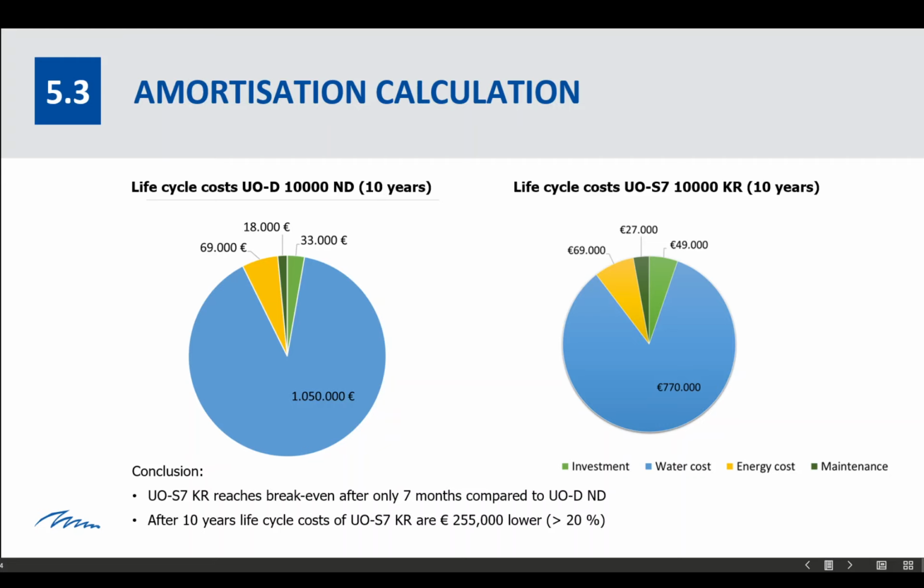So conclusion, the UO S7 KR reaches break-even after only 7 months compared to a UOD ND. So after 10 years life cycle cost of UO S7 KR, we are already at €255,000 lower. So more than 20% are saved.